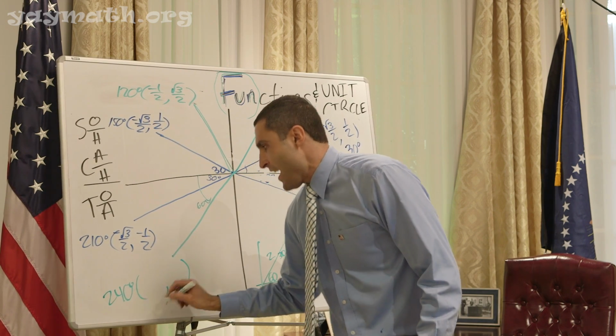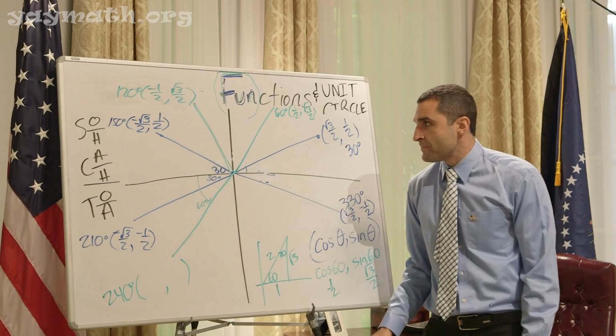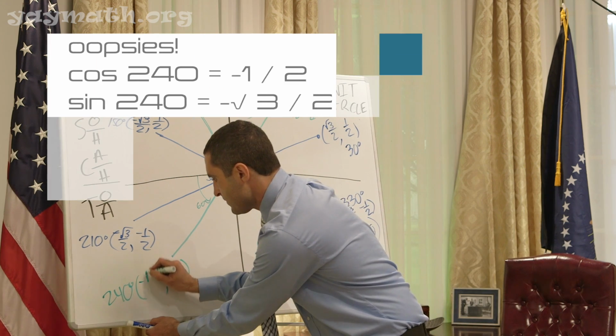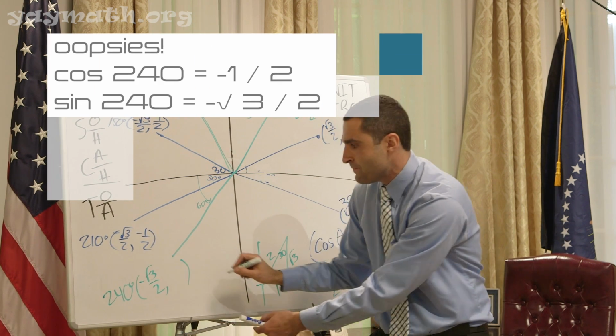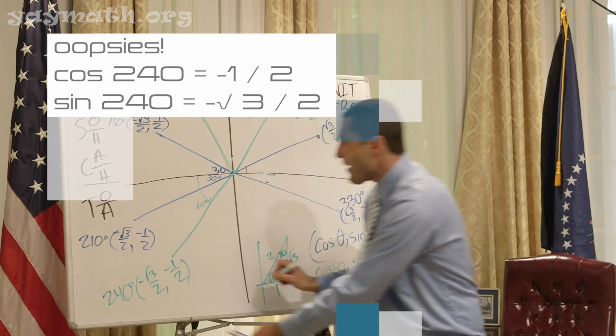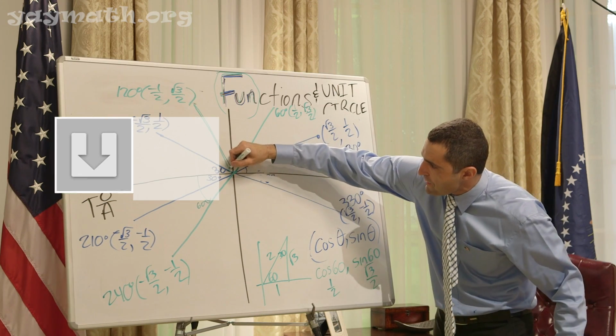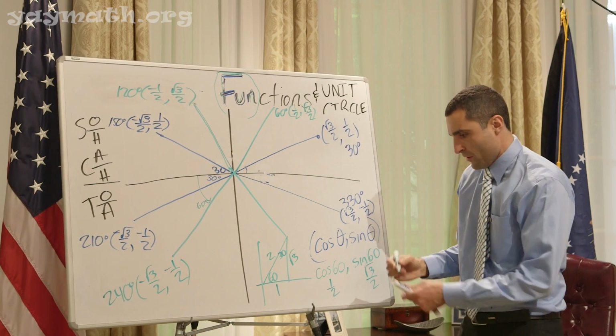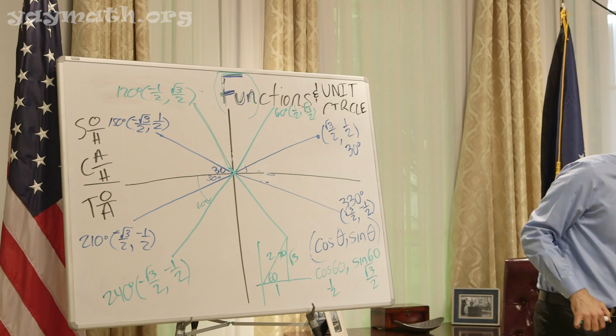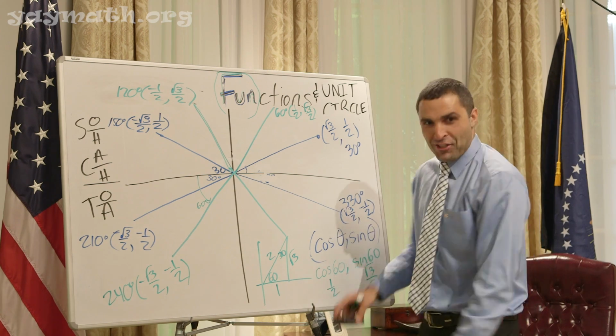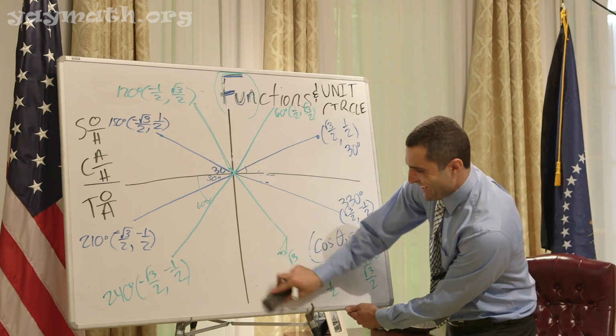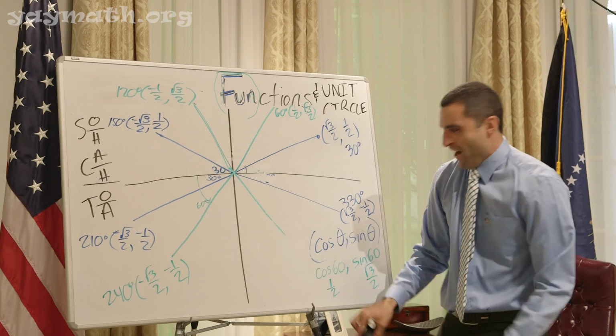What is the cosine of 240? Negative 1/2. And the sine? Negative root 3 over 2. All right, and finally, 60 degrees reference in quadrant 4. 300.